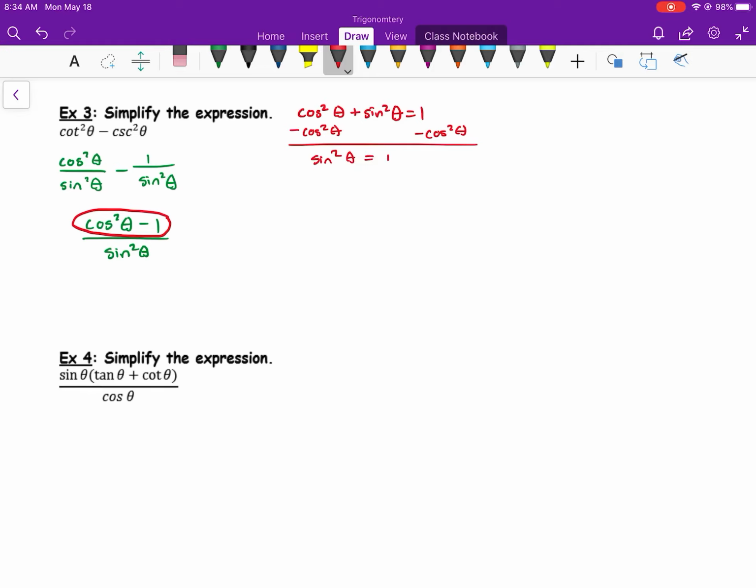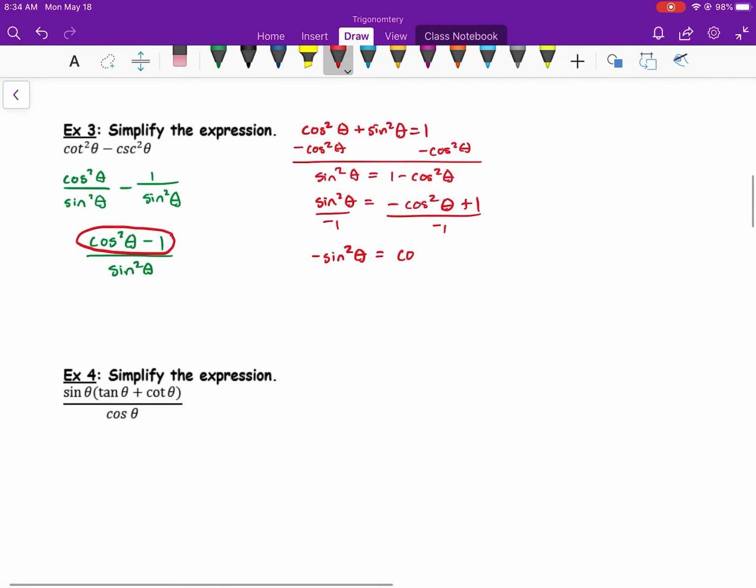So I get sine squared theta equals 1 minus cosine squared of theta. Now I'm close to what I want, but I need a negative 1. So I'm going to flip the sides. Watch. I'm going to get negative cosine squared theta plus 1. Now I need to change that plus 1 into a minus 1. So let me divide everything by negative 1. So I get negative sine squared of theta is equal to positive cosine squared theta minus 1. Now I have what I need on top.